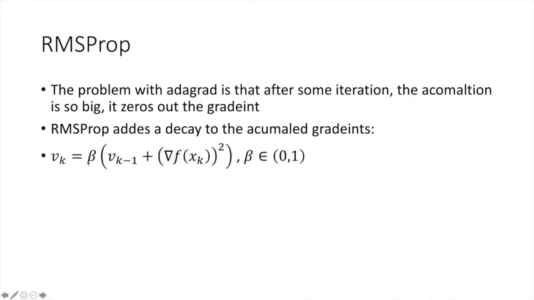So vk equals beta multiplied by vk minus 1 plus the gradient at location xk squared, for beta between 0 and 1 that is a hyperparameter of the algorithm. xk equals xk minus 1 minus alpha multiplied by the gradient at location xk divided by vk plus epsilon.